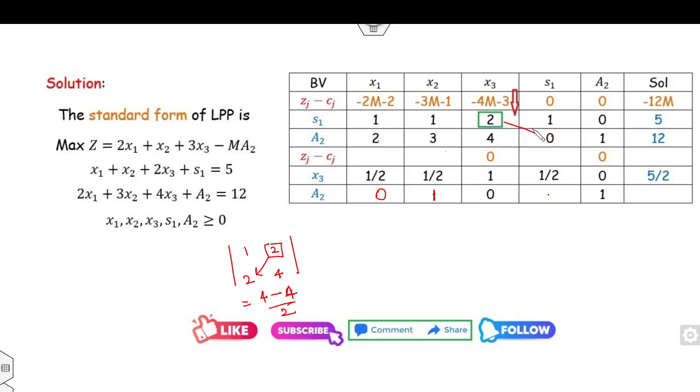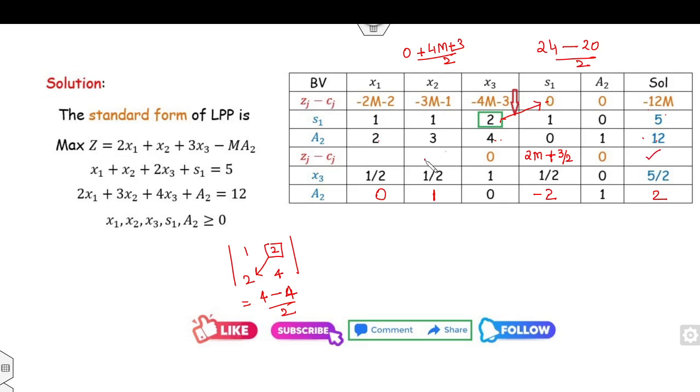It's 0 minus 4 divided by the box element, which is 2. What is the value of this? The last number is 12, with 2, 4 and 5. So 2 into 12 is 24 minus 4 into 5 is 20, divided by the box element, which is 2. Similarly, you can compute this number. The previous value is 0. You have these four numbers: 0 minus minus plus, divided by 2. So I can say this number is 2M plus 3 by 2.